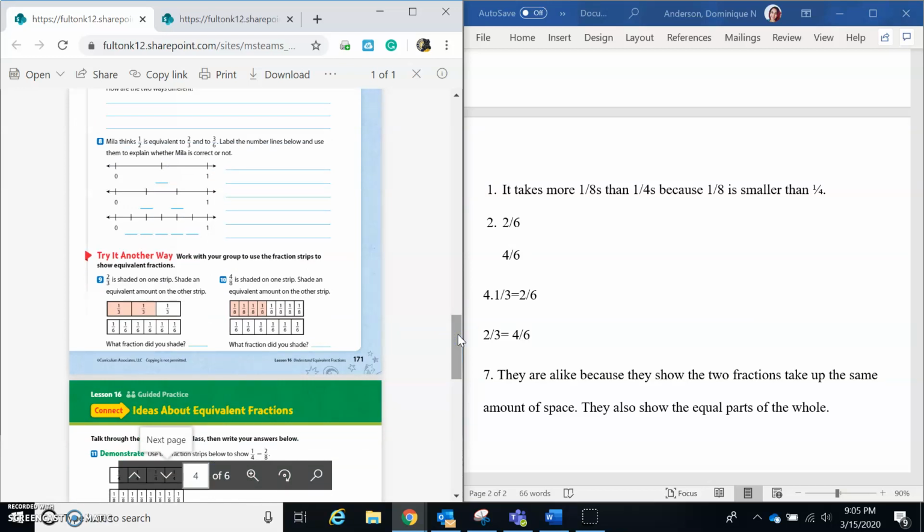Number 9. It says 2/3 is shaded on one strip. Shade an equivalent amount on the other strip. So if we shade an equal amount, remember it's got to take up the same amount of space. So where would I stop to where it's the same amount? So I have 1/6, it's not the same, 2/6, 3/6, 4/6. If I look, it stops at the same spot. So I'm going to shade all of this, 4/6 then. Go ahead and do the same for number 10.